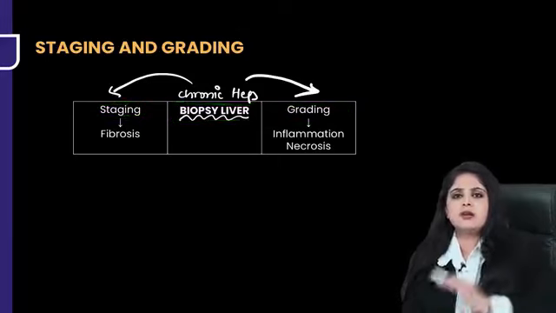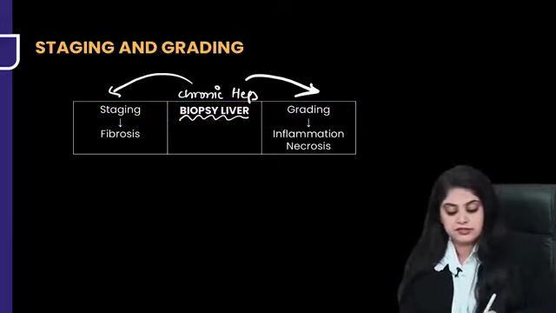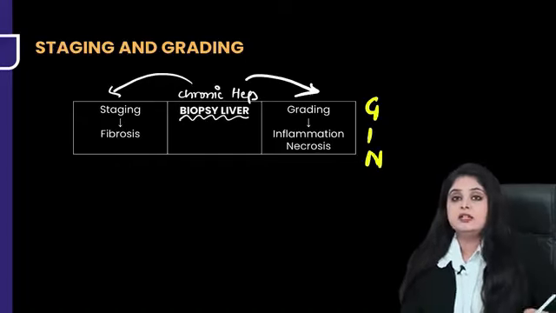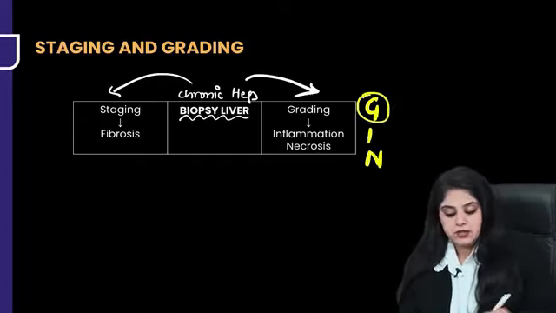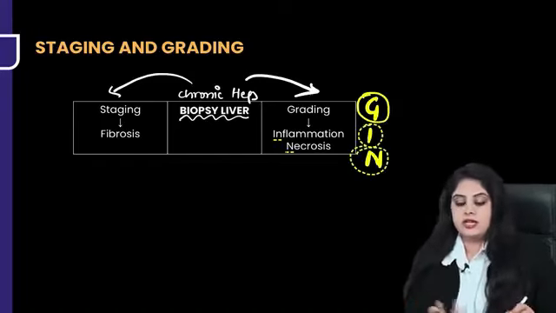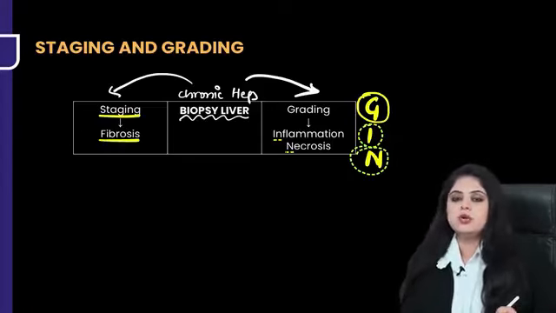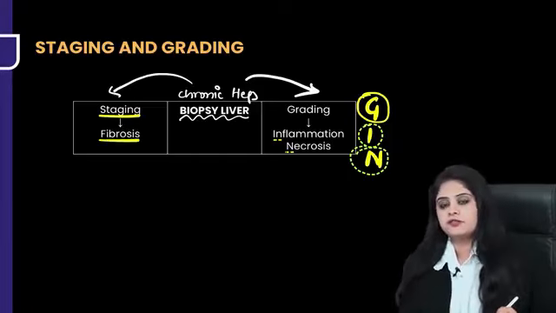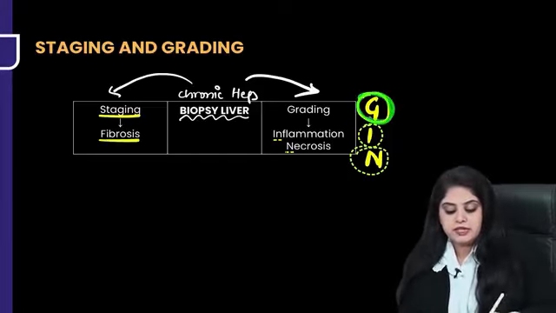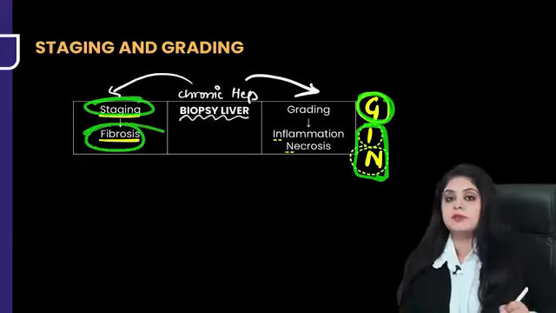How do you do staging? How do you do grading? These are things that a pathologist does. So remember, grading, GIN. Grading is done by looking at number one, the inflammation, and number two, the necrosis. Grading is based on inflammation and necrosis. Staging is based on fibrosis. So this confusion will happen in the exam. What is necrosis? What is fibrosis? So remember, grading is based on inflammation and necrosis. Staging is based on fibrosis.